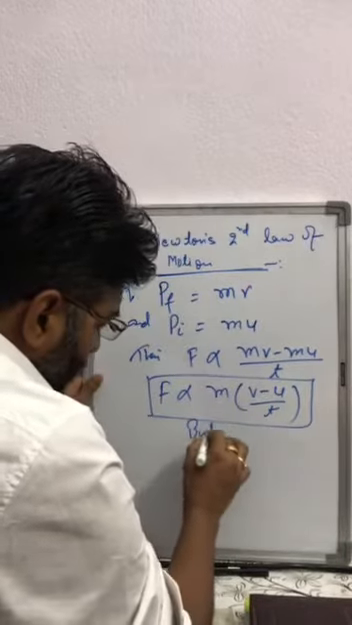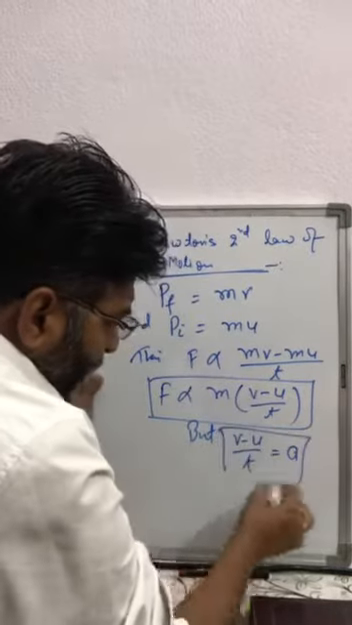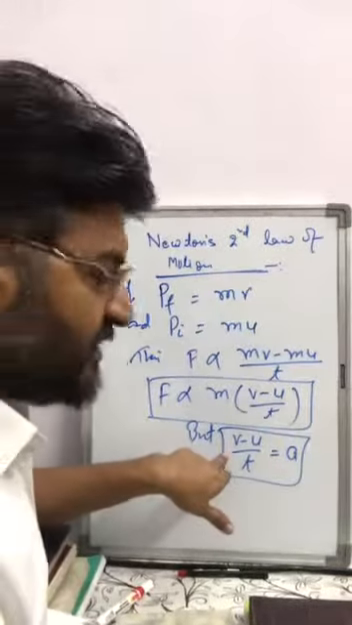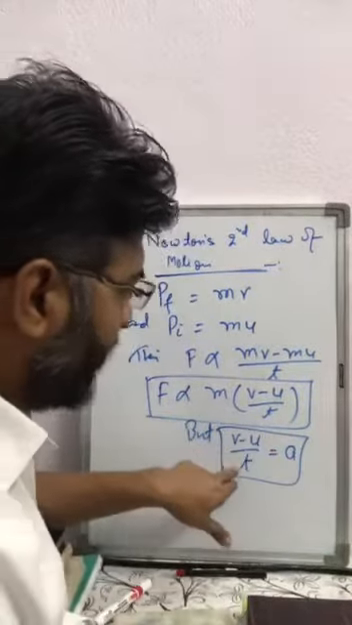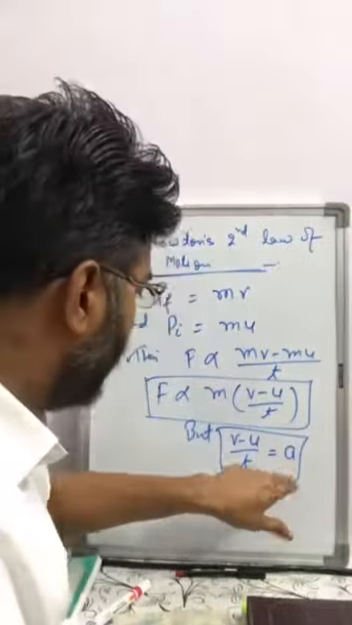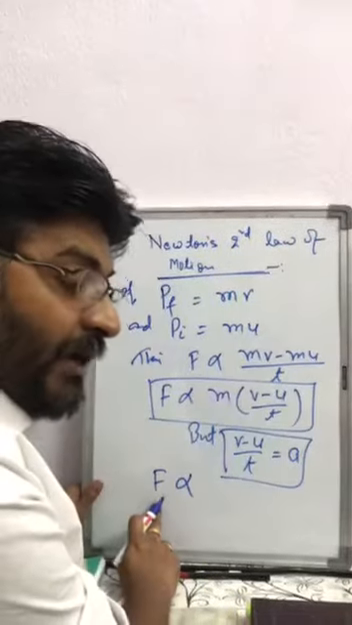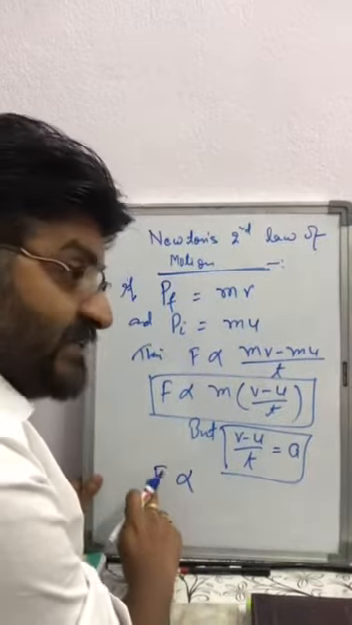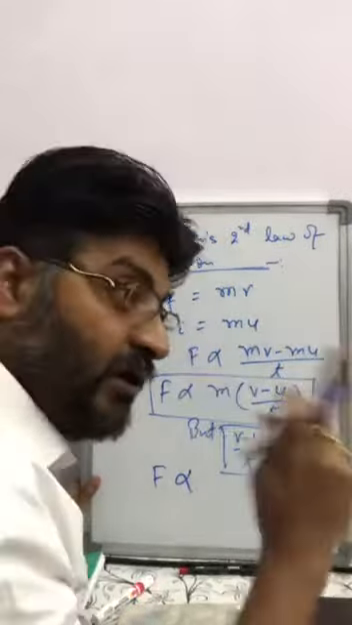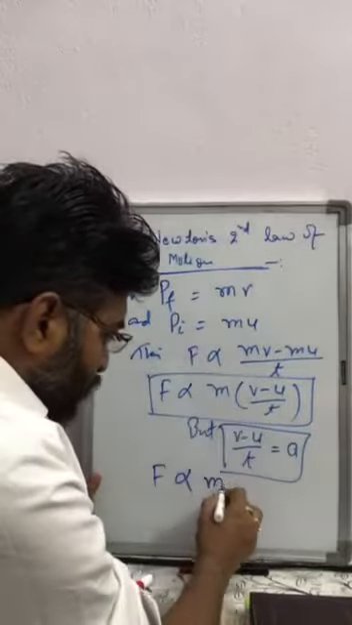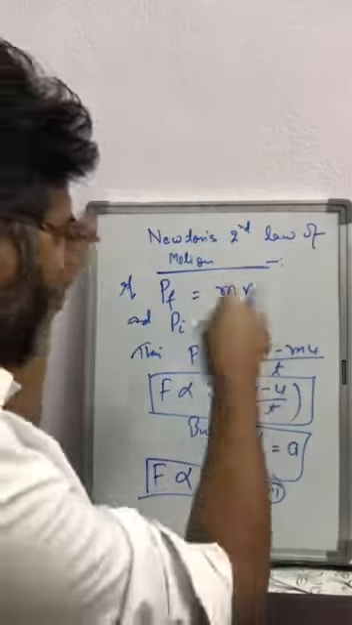But (v minus u) by T is equal to a. That's a part we discussed in the first chapter: final velocity minus initial velocity by time is equal to the acceleration of the body. So we can say the applied unbalanced force F is directly proportional to the product of mass and acceleration. That's equation 2.